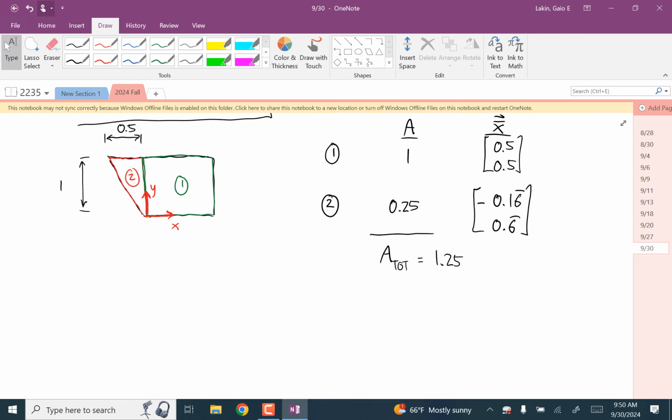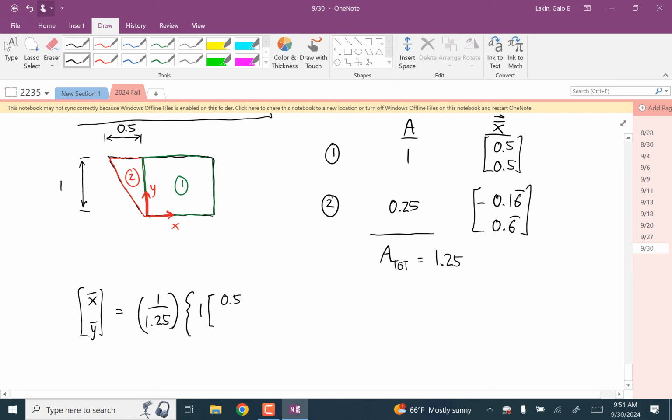And now I'll write this formula out. We'll finish this problem on Wednesday, but the centroid is just going to be 1 over 1.25 times the quantity 1 times 0.5, 0.5 plus 0.25 times negative 0.16 repeating, 0.6 repeating. Your calculator, you can do all this right in your calculator. It'll do those vector calculations.